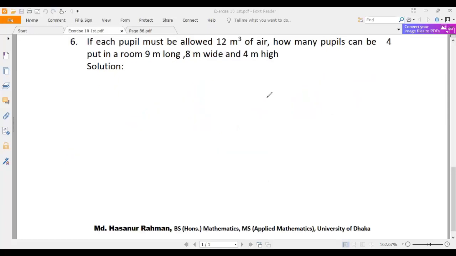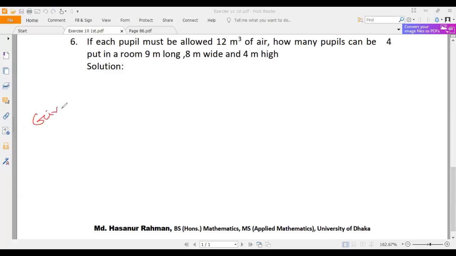Now, number 6. Number 6 says, if each pupil must be allowed 12 meter cube of air, how many pupils can be put in a room 9 meter long, 8 meter wide, and 4 meter high? So at first, we have to find out the volume of the room. So we can find out the volume of the room by using the formula length multiplied by width multiplied by height.